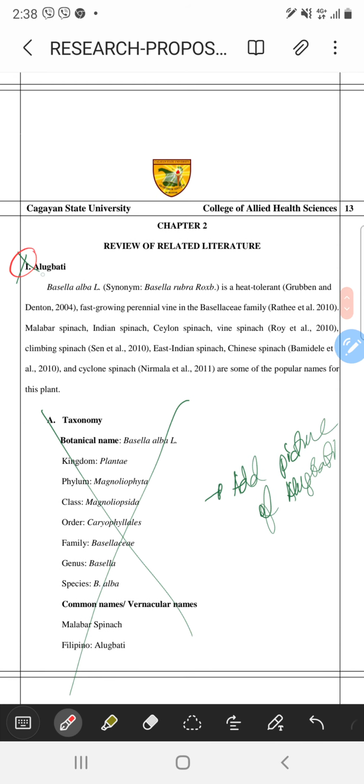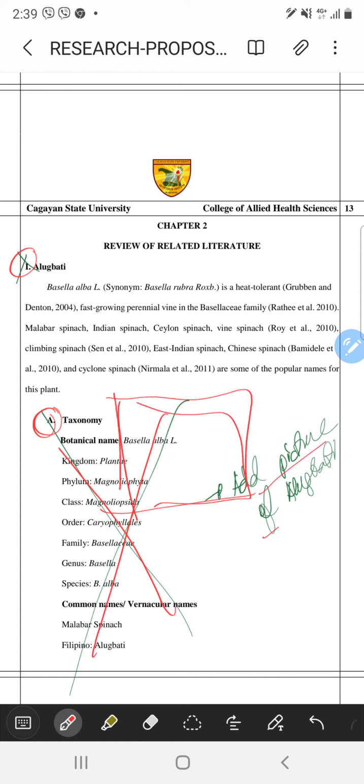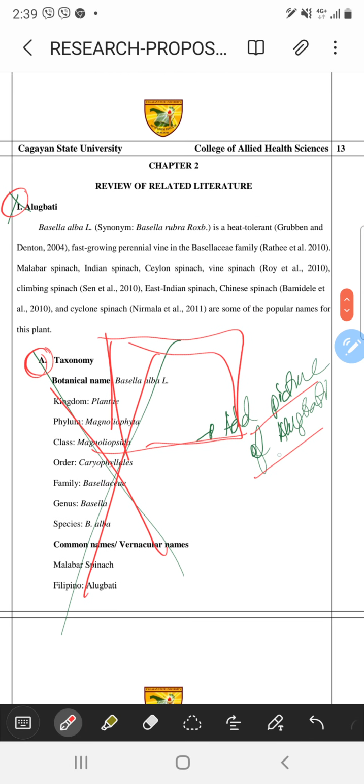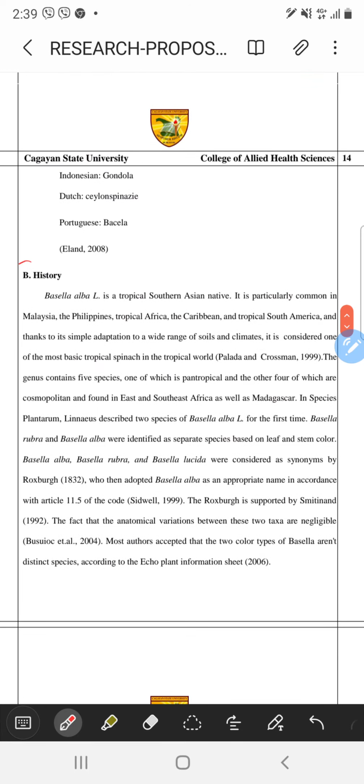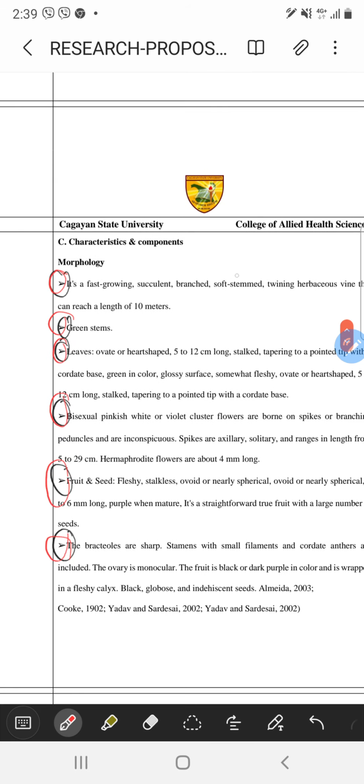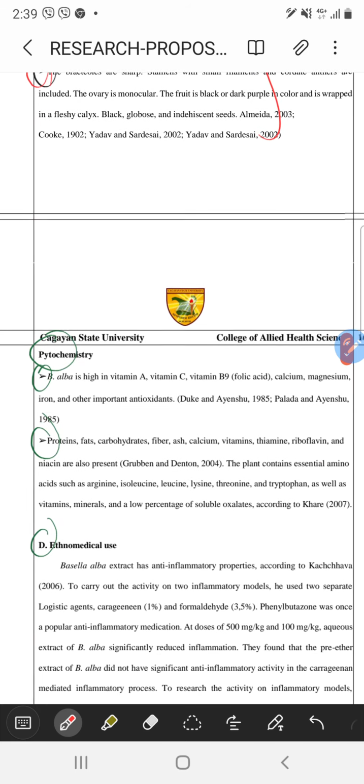For RRL, get rid of this Roman numeral and the letters. And this part should have a picture of the Alugbati and talking about Alugbati itself, how it looks like, its botanical name, its common names. History, yes, you can put that. We get rid of the arrows or the bullets, this must be in narrative format.